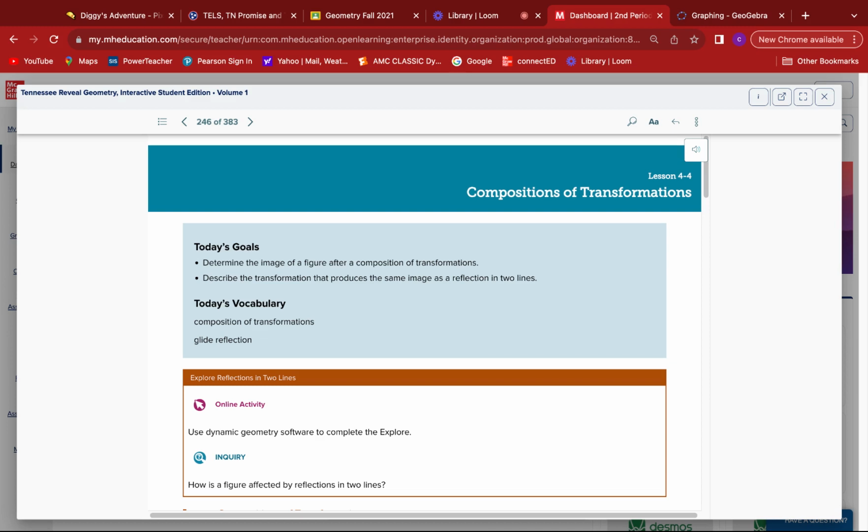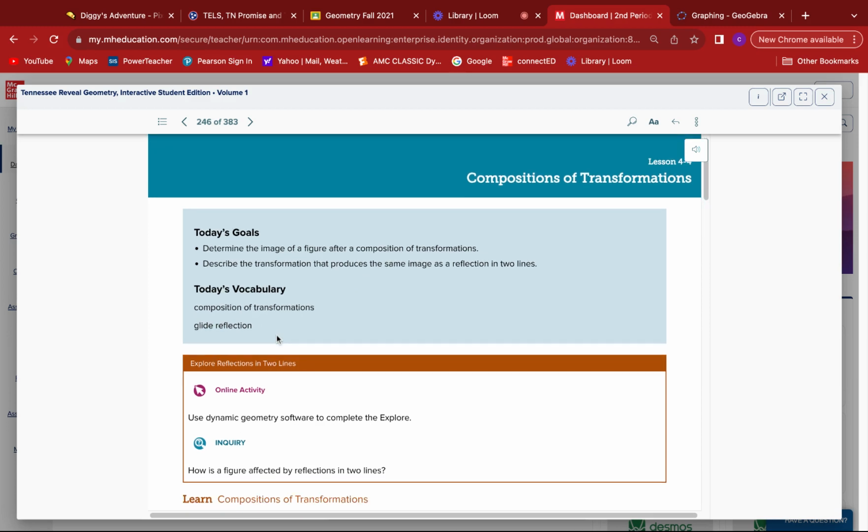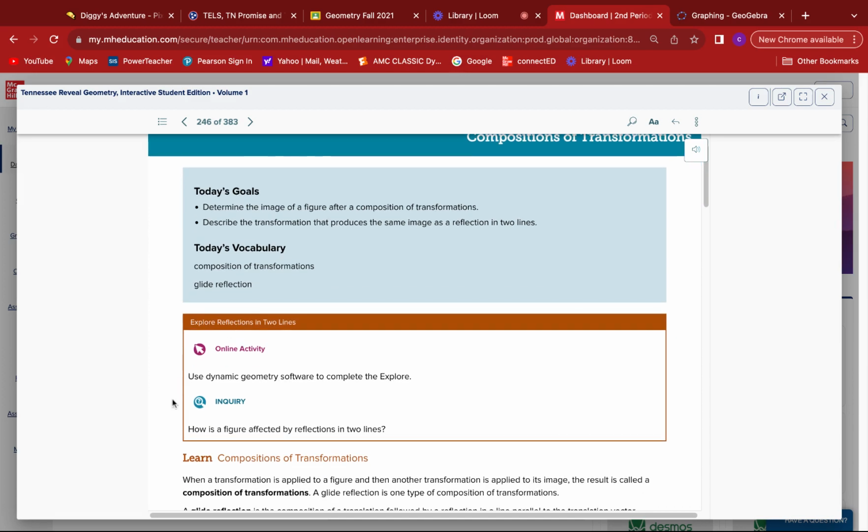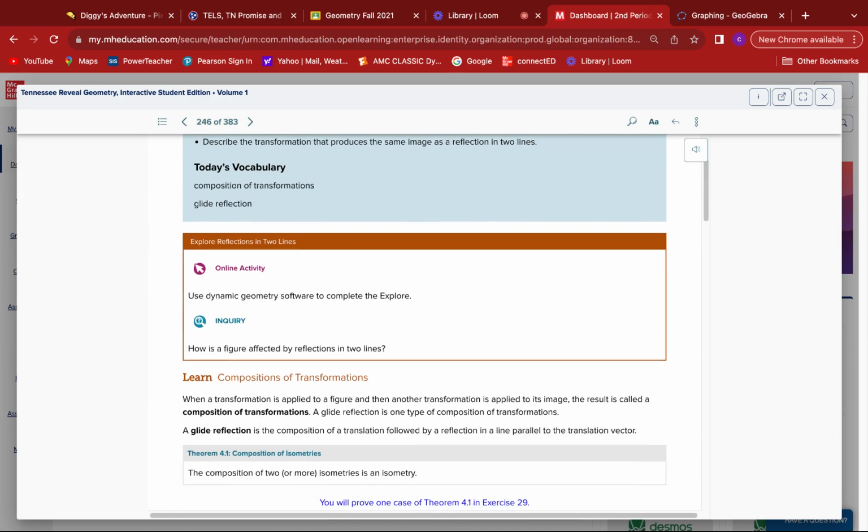Dilation is when you increase the size or decrease the size of a figure. So I guess you could have that, but since we're talking about isometry in this one, that's not going to be in this lesson. All right, glide reflection. We're talking about that, and yeah, here it is, right here.